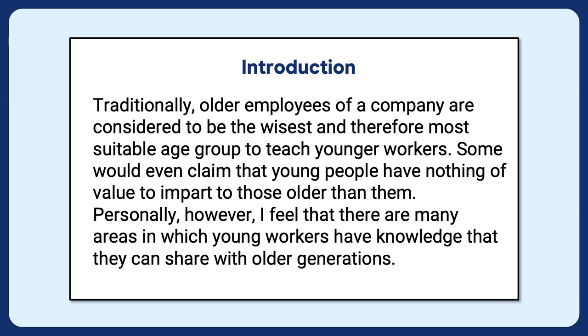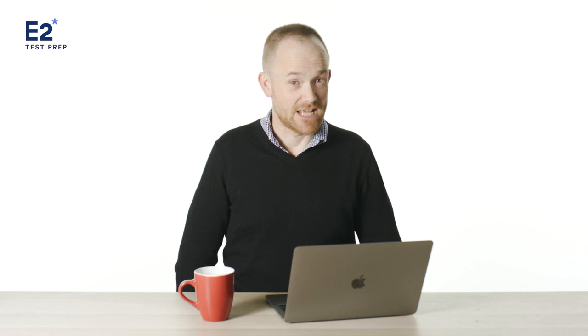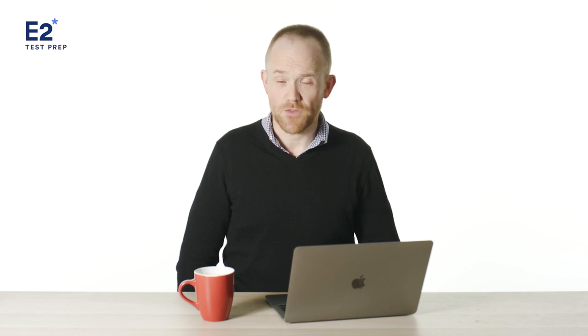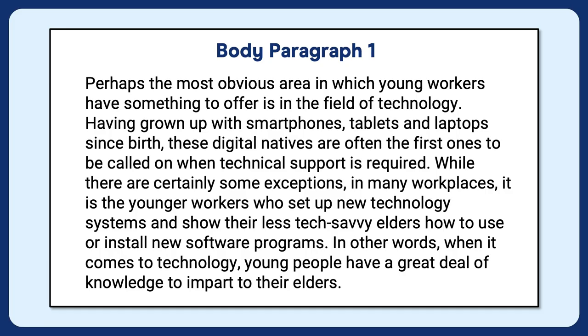Here's my intro. Now, one of the key elements of a good TOEIC score is having a clear argument. This is accomplished here with the last sentence of my introduction. There are many areas in which young workers have knowledge that they can share with older generations. So I disagree with the idea that there is nothing that younger people can bring to the table. Next, my body paragraphs will support this argument. Let's look at the body paragraphs one at a time.